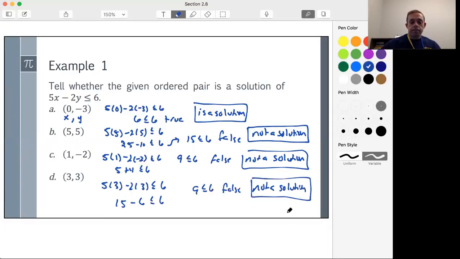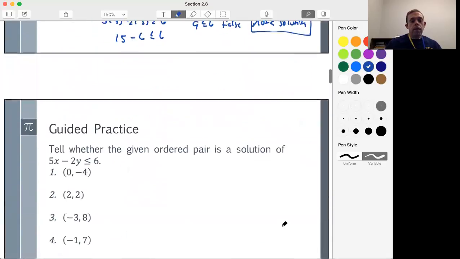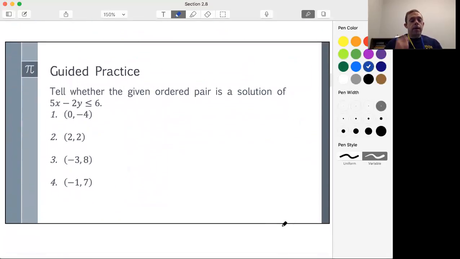All right. For guided practice, go ahead and, on your Edpuzzle, for 1, 2, 3, and 4, determine if each ordered pair is a solution to the inequality.